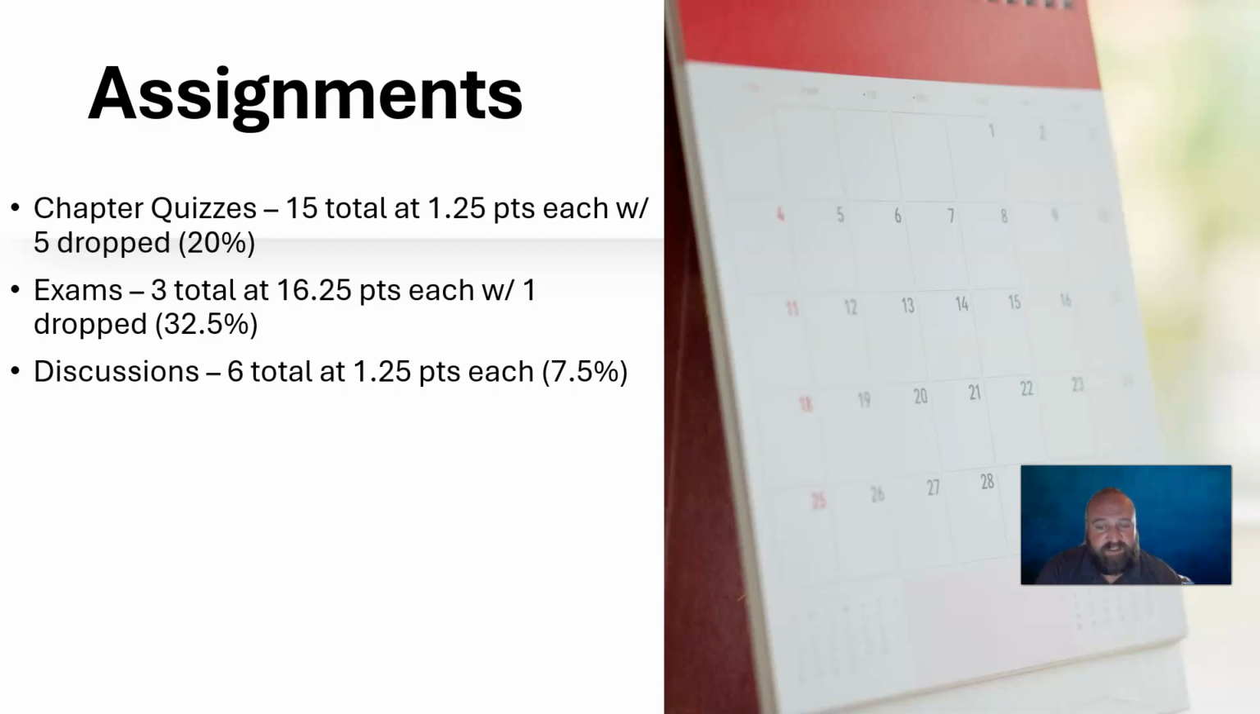Discussions. There are going to be 6 total discussions throughout the semester. Each of those discussions is worth 1.25 points. Generally speaking, the initial post for the discussion board will be due on the Thursday of the week that they're open. And you must respond to one student by the following Sunday, prior to midnight for both of those.